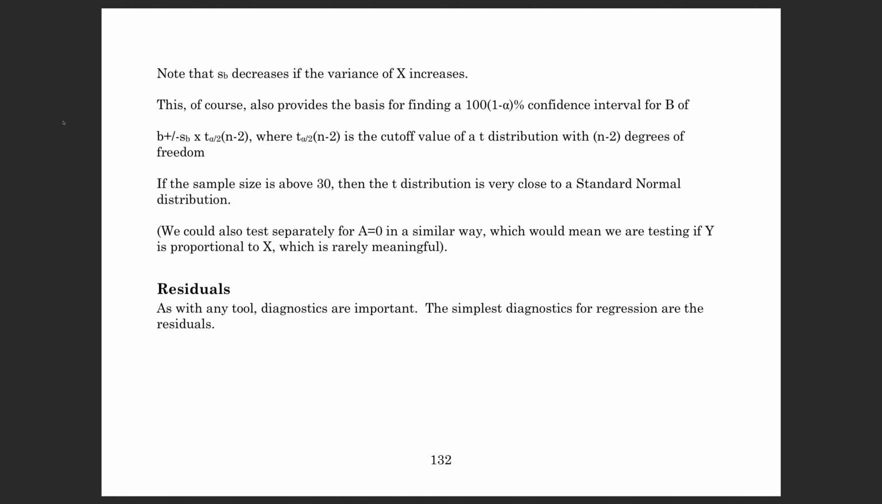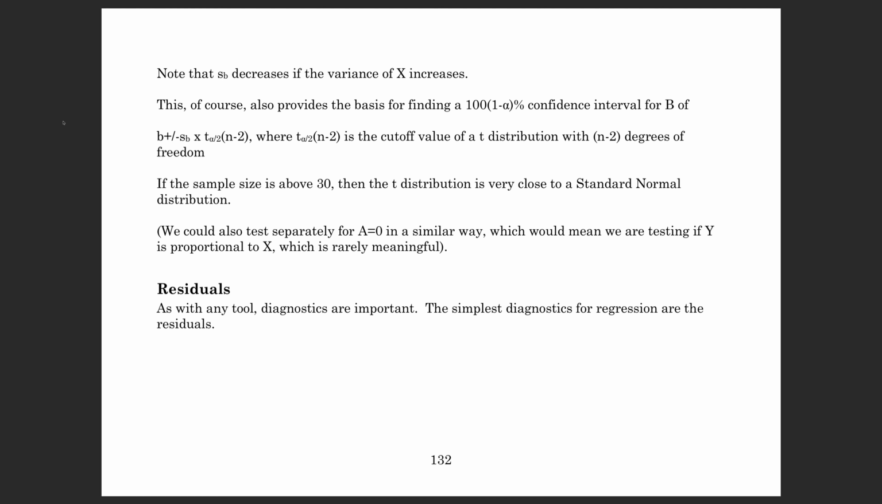This means, of course, we can also find a confidence interval for capital B. That confidence interval will be little b, which is our best estimate, plus or minus S_b, which is the variability, times our t cutoff value. So t alpha over 2 with n-2 degrees of freedom is the cutoff value of a t distribution with n-2 degrees of freedom. And indeed, if the sample size is large, this t distribution is very close to a standard normal distribution.